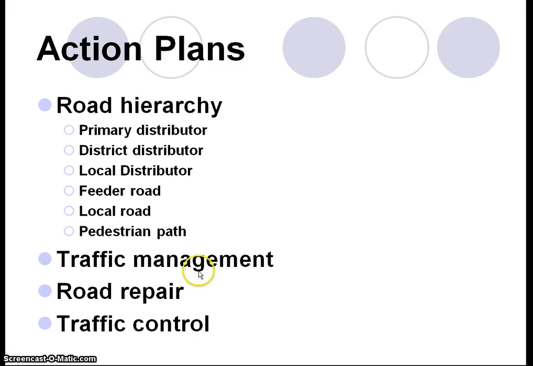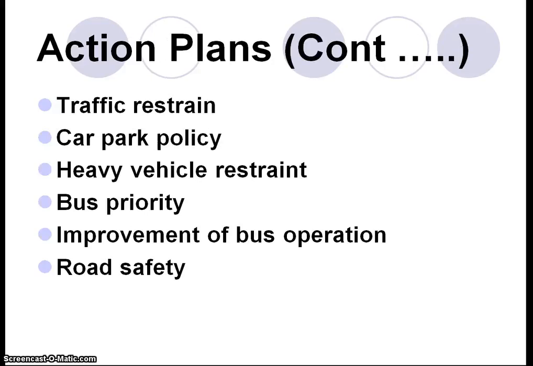And of course, traffic management. Sometimes we have to take out roadside parking because it causes traffic jams in the road system. And road repair. Sometimes we just repair the road, we can get better traffic. And of course, traffic control. Sometimes because the green time is not properly set, you can see the unbalanced queue length. And traffic restraint. Sometimes restraining the traffic is better than just letting it go.